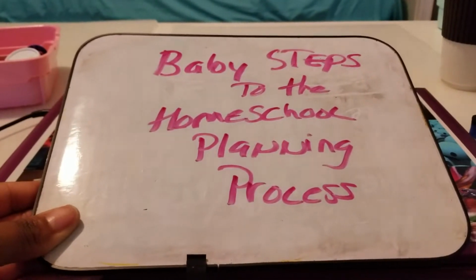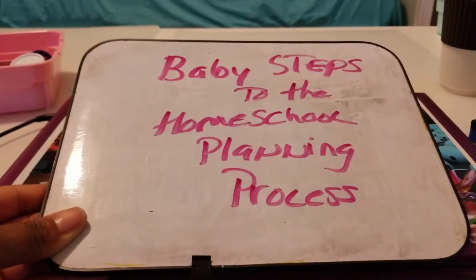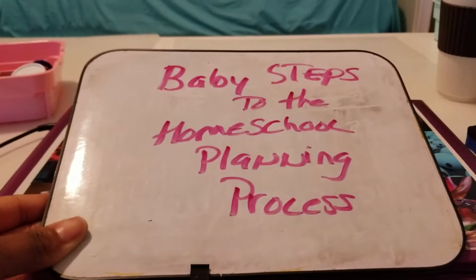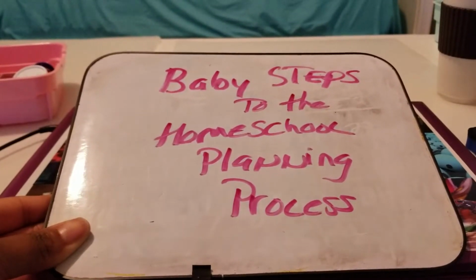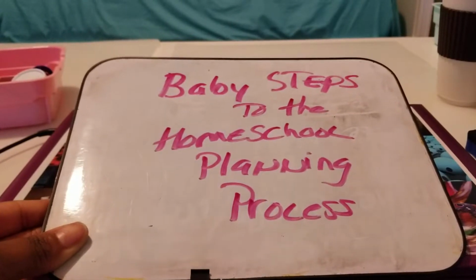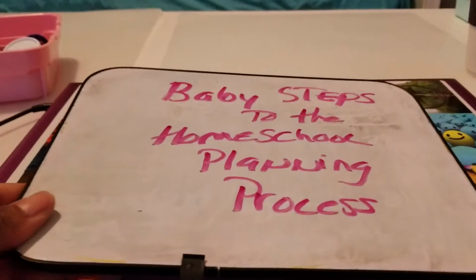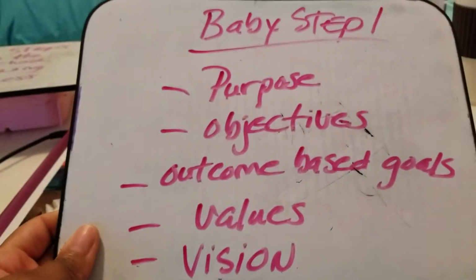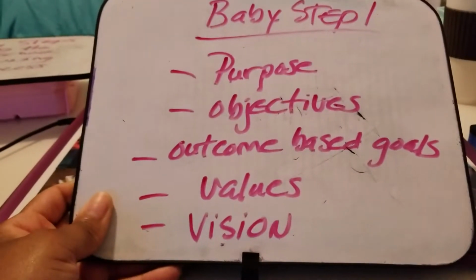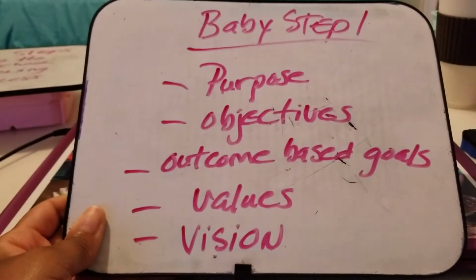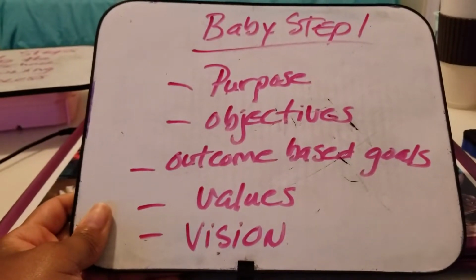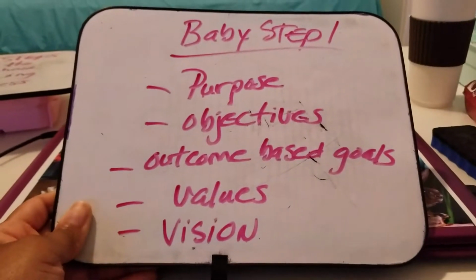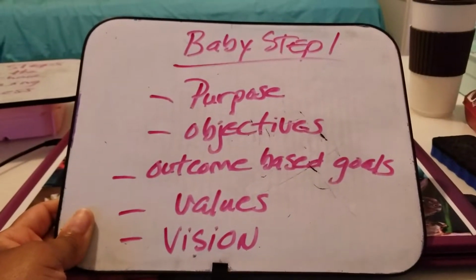So the first step I would say, or the precursor step to the baby steps that I'm going to talk to you today about, is making the decision as to how far in advance you want to plan. So once you do that, I want you to think about this first baby step. Why are you homeschooling? What is your purpose? What are the reasons? What are your objectives? What are your outcome-based goals? Another way of saying outcome-based goals are results-oriented goals.